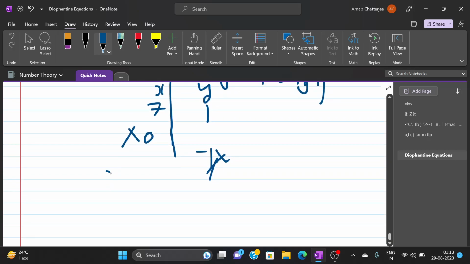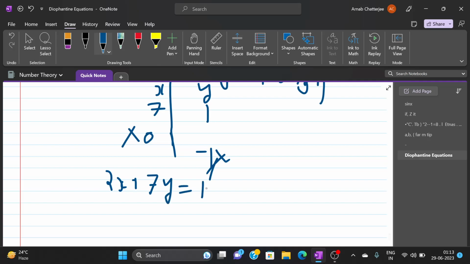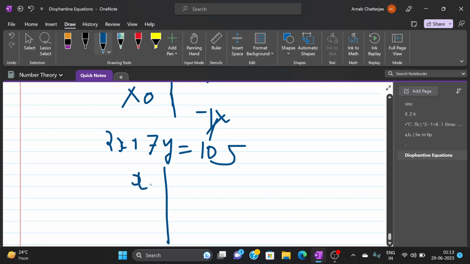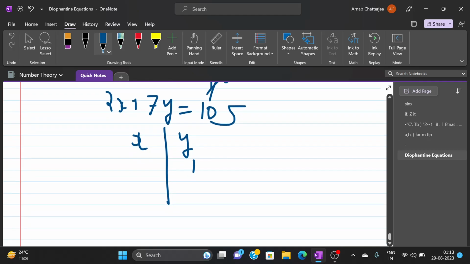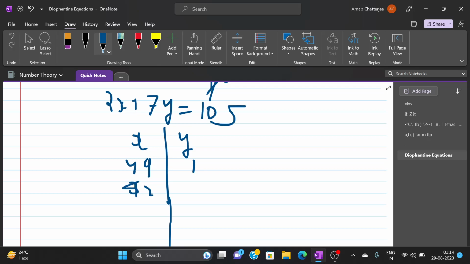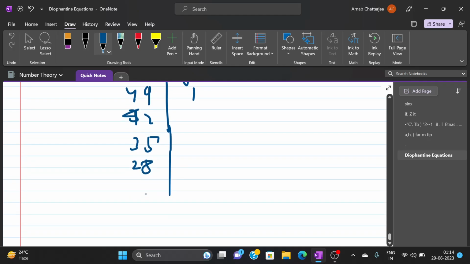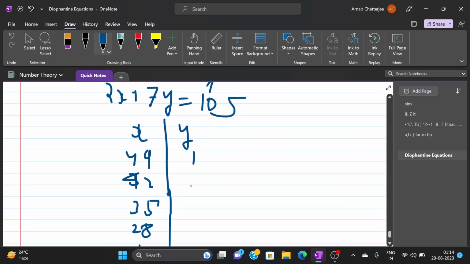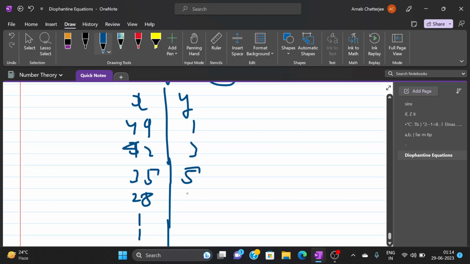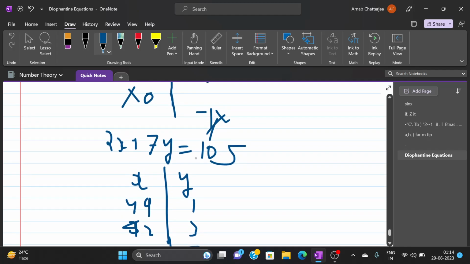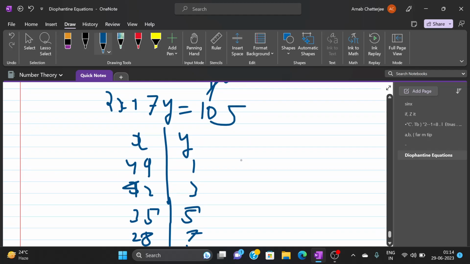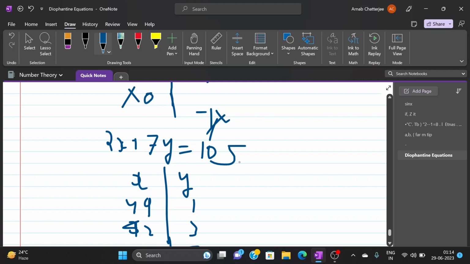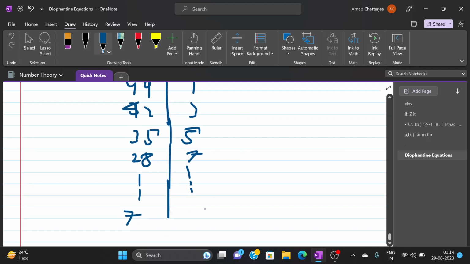And the last case is 2x plus 7y equal to 105. And this will give us, I think, the most number of solutions. So we have the first solution as y equal to 1 and x equal to 49. And now we will keep decreasing x by 7. So 49, then 49 minus 7, that is 42, then 35, 28, and this will go till 7. And likewise here y will be 1, 3, 5, 7 and so on, till x is 7, where y becomes (105 minus 14) by 7, that is 15 minus 2, 13.